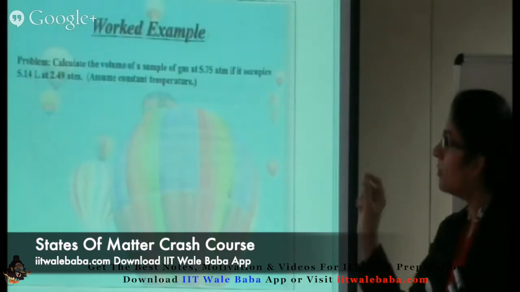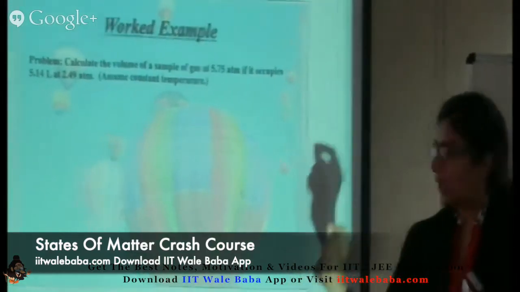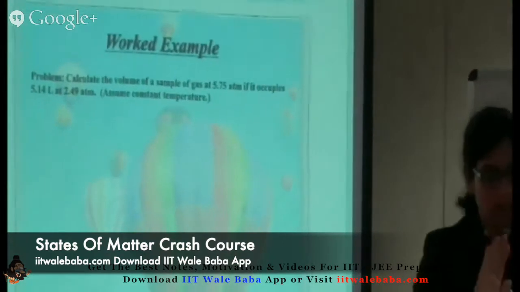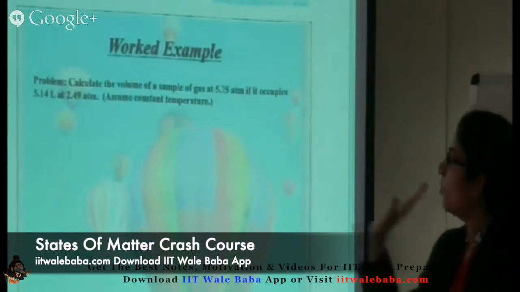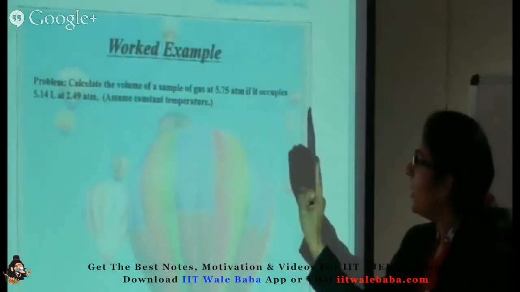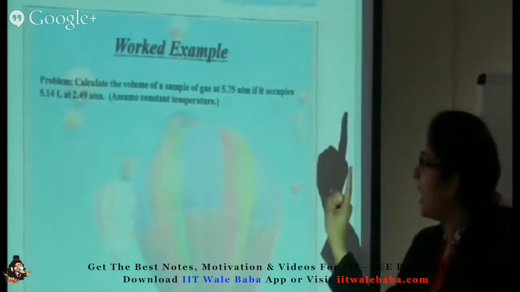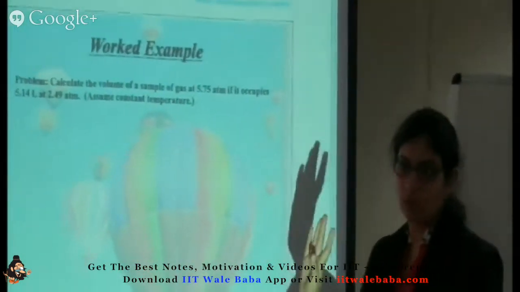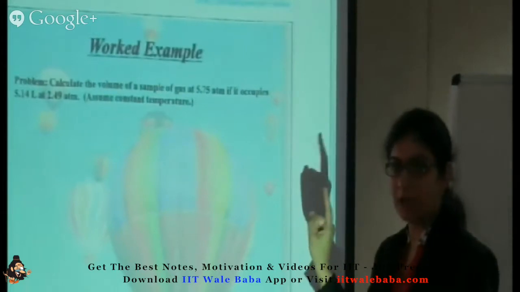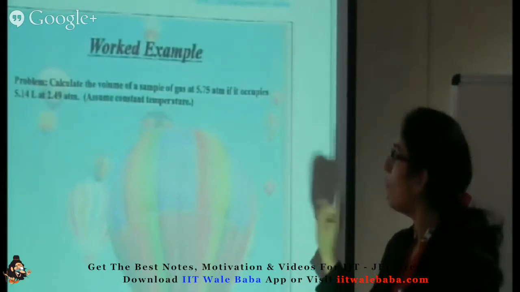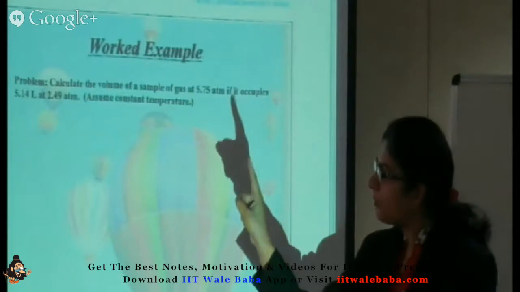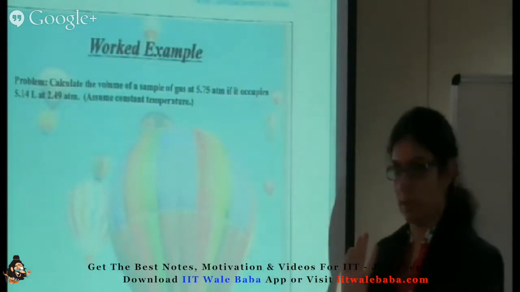Now we have some numerical problems, right? I've solved it. Don't click. Let me discuss this problem with them. Calculate the volume of a sample of gas which is at a pressure of 5.575 atmosphere, if it occupies 5.14 liters at this.